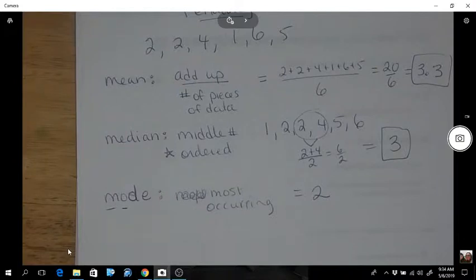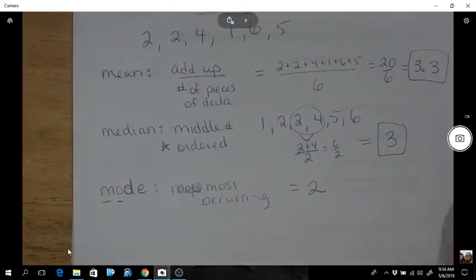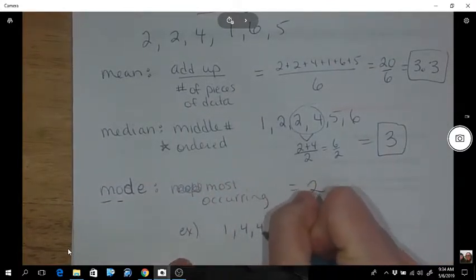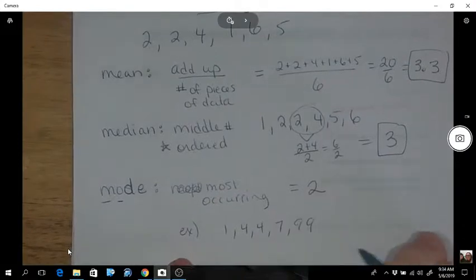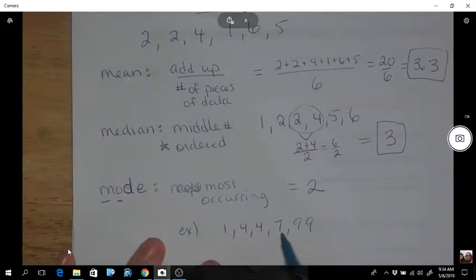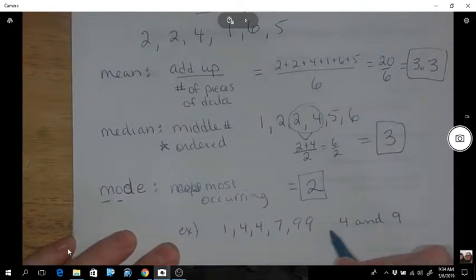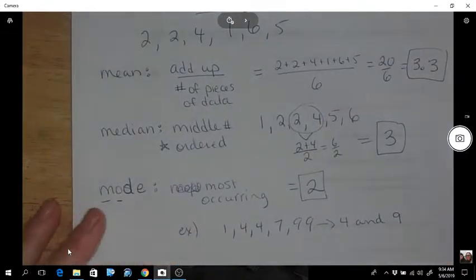You can have more than one mode. You can have 2 different numbers or 3. So another example would be if I had something like this. You can see that 4 and 9 are your modes. Okay, so you can have more than one.